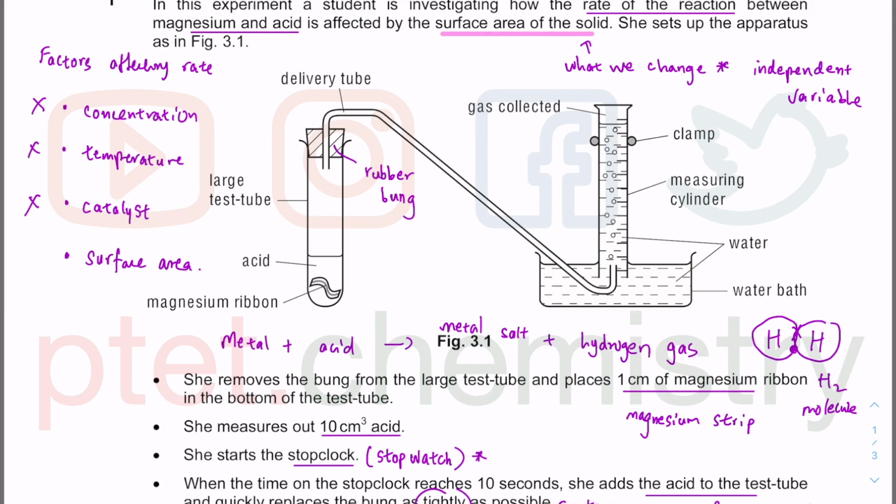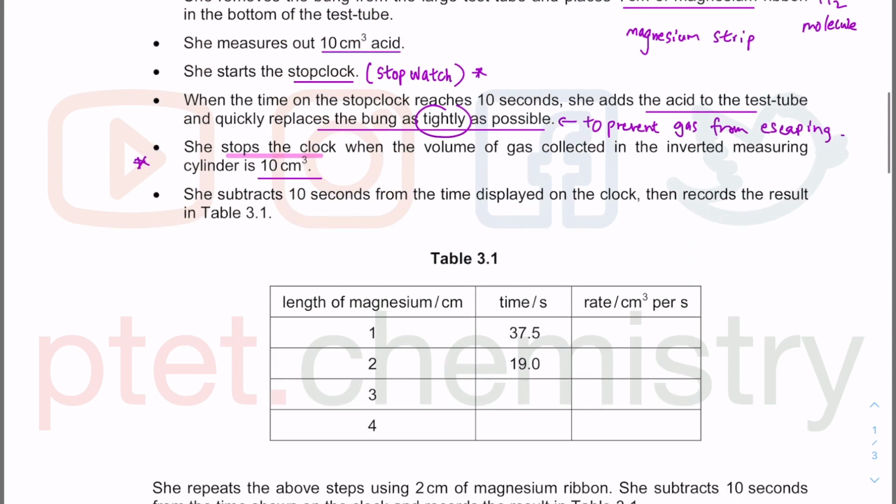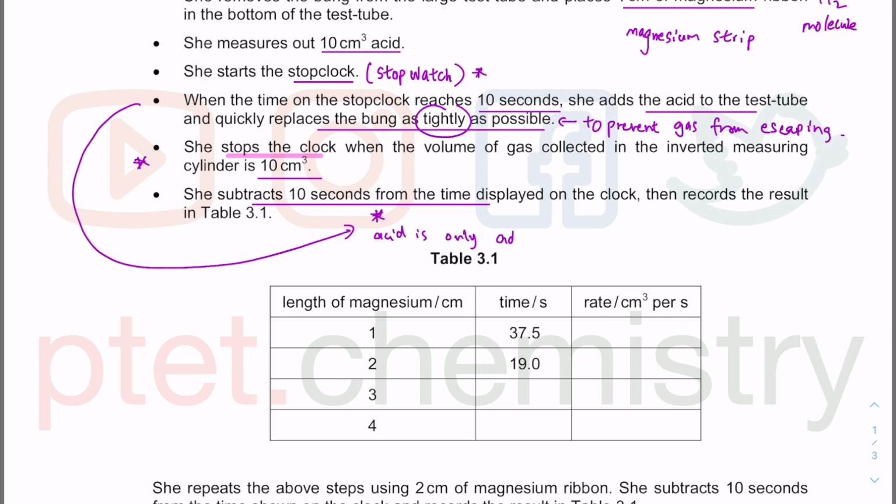So when the gas is collecting, this volume of water will come down as the gas fills up the space, and you stop the timer when it reaches 10 cm cube as it reads on the measuring cylinder. This is the instruction here. You stop timing when it reaches 10 cm cube. She also remembered to subtract 10 seconds from the time display. Why is that? Because she only waited until 10 seconds before she actually added in the acid. So acid is only added after 10 seconds. That's why she subtracted the time, because before that 10 seconds there was no reaction.